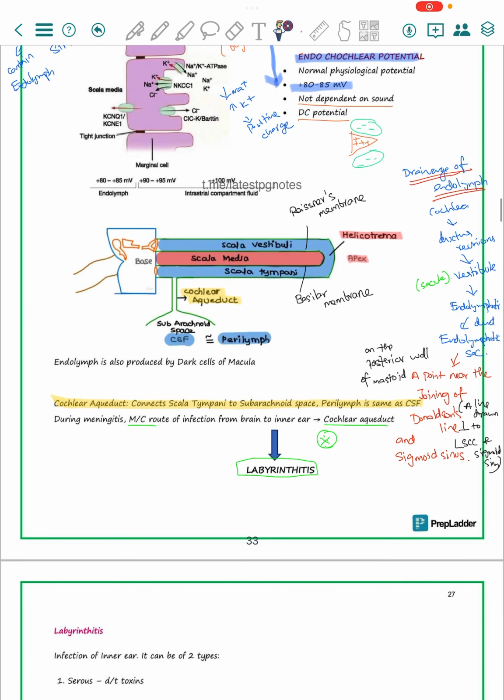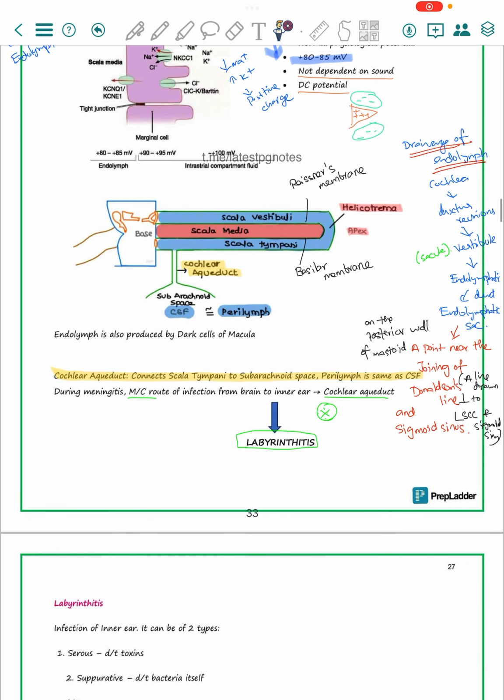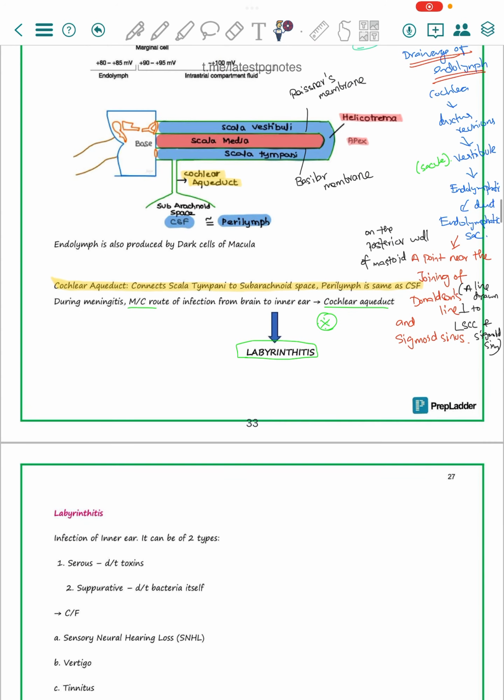Then another very important point is the drainage of endolymph from the cochlea. It goes into the ductus reuniens, then to the vestibule, especially the saccule, then the endolymphatic duct, and then the endolymphatic sac. It is present in the posterior wall of the mastoid at a point near the joining of Donaldson's line and the sigmoid sinus. You can see in the diagram, guys.